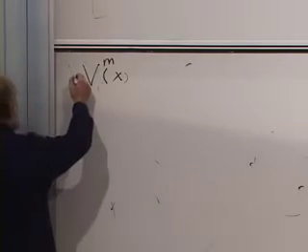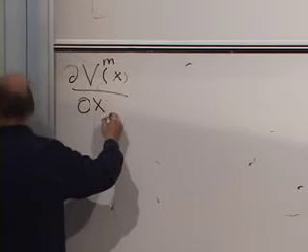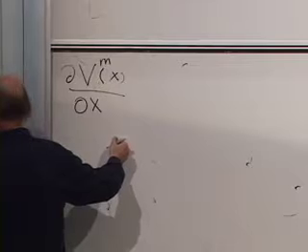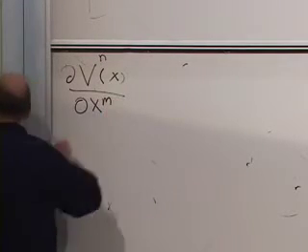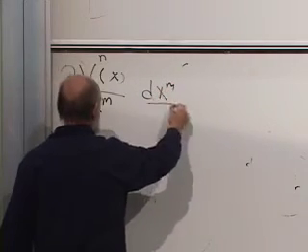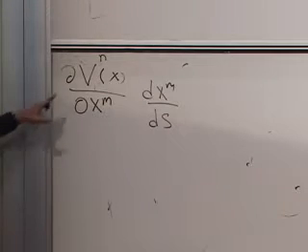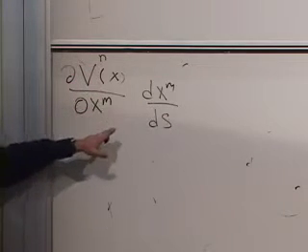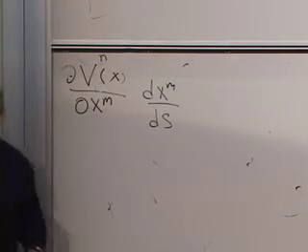Well, differentiate it with respect to position. X, what did we call it? Let's call it n. dv^n by dx^m times dx^m by ds. This actually gives us the derivative of the component of v with respect to s. But would you guess that this is a tensor?